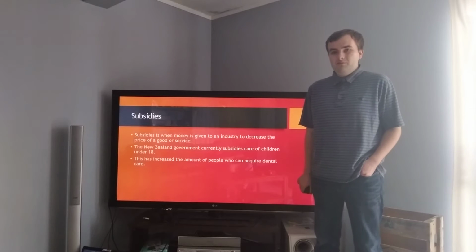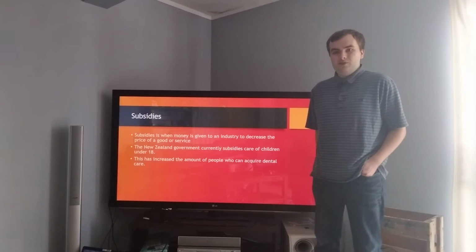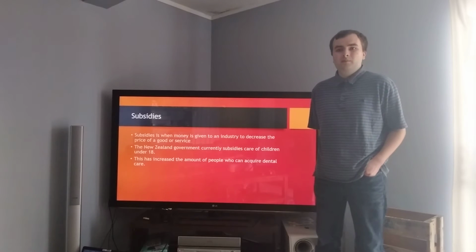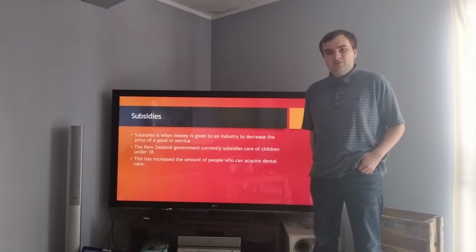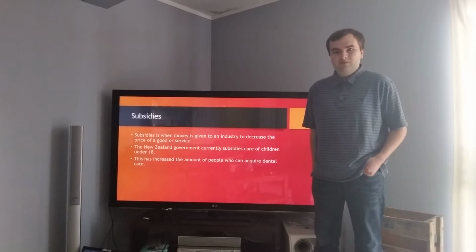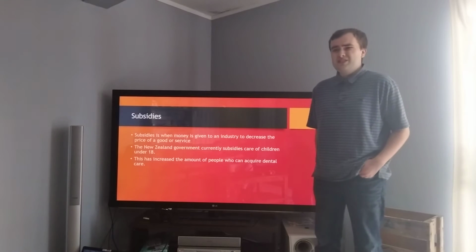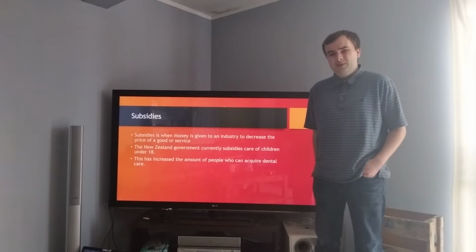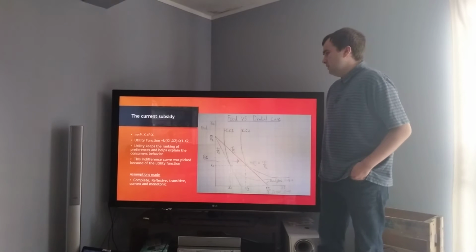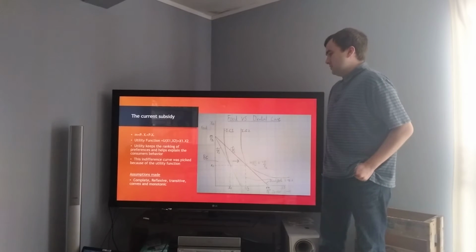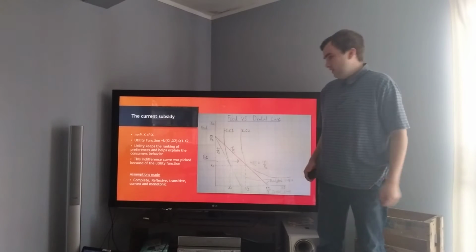Currently, the New Zealand government has a subsidy in place for children under the age of 18 to get free dental care. This subsidy works by having the New Zealand government pay for the fees of the dental care. This has dramatically increased the amount of people who are able to receive dental care in New Zealand. This is a model of the current subsidy for children under the age of 18.